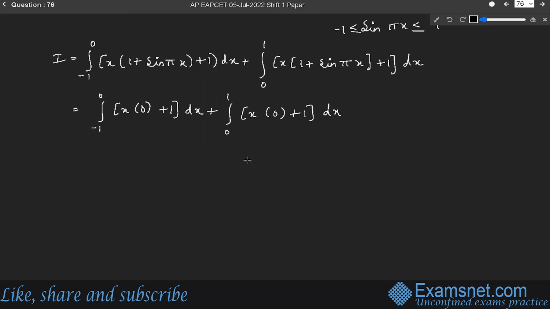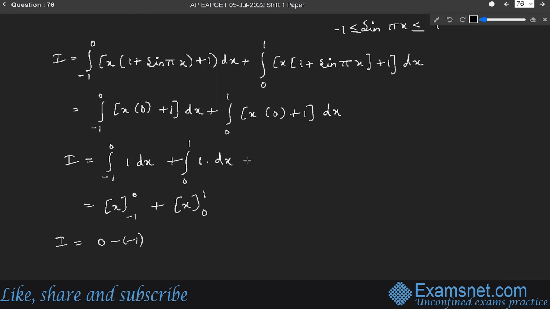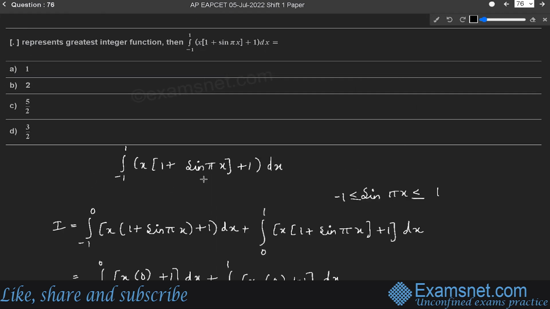On further solving, I will be equals to integral of minus 1 to 0 1 dx plus integral of 0 to 1 1 dx. It will be equals to x and the limits are minus 1 to 0 plus again x and the limits are 0 to 1. So on applying the limits, I will be equals to 0 minus minus 1 plus 1 minus 0. So I will be equals to 2. Therefore, we can say that the value for I here is 2. So option number B is the correct option for this question.